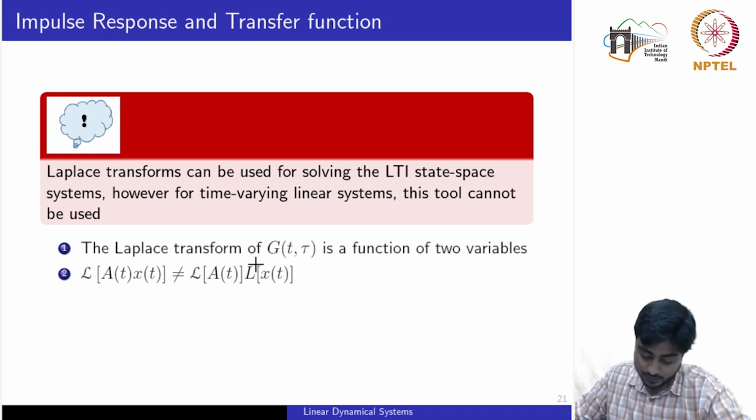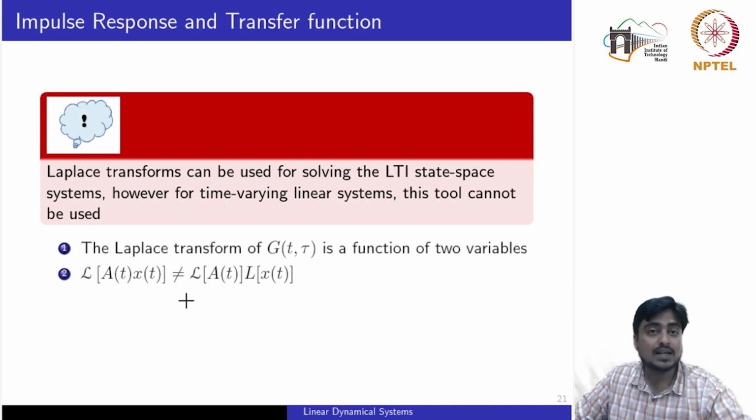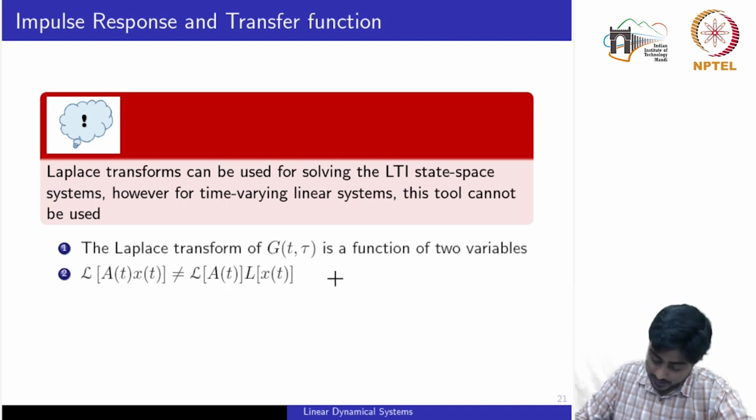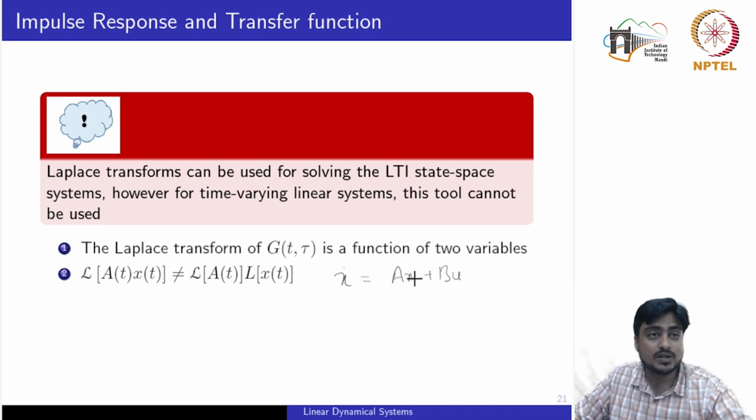Right? Now here we would be taking the Laplace transform of a function of two variables. And the second problem is that the Laplace of the multiplication of A of t into x of t is not equal to the Laplace of A of t and the Laplace of x of t. Pay attention to the LTI case, when we have x dot equal to A x plus B u, where A and B matrices are constant matrices.